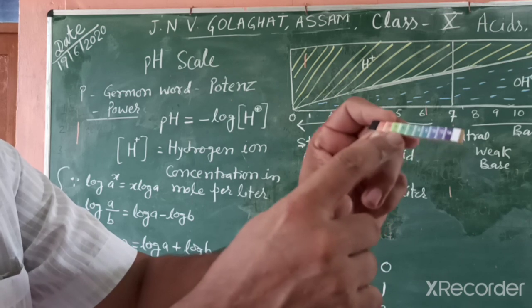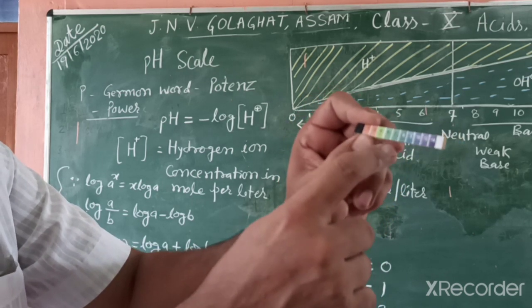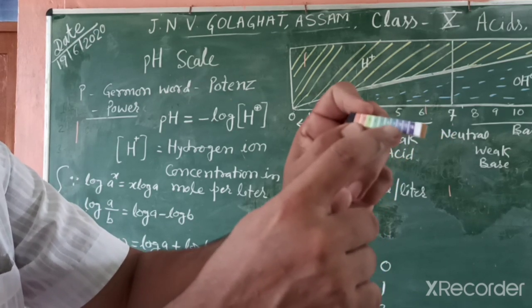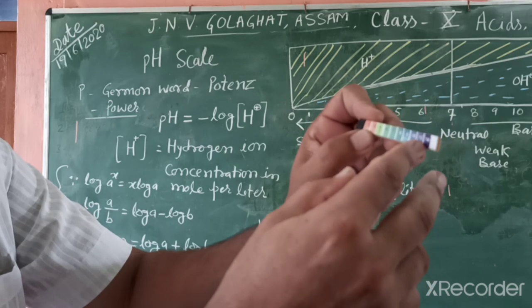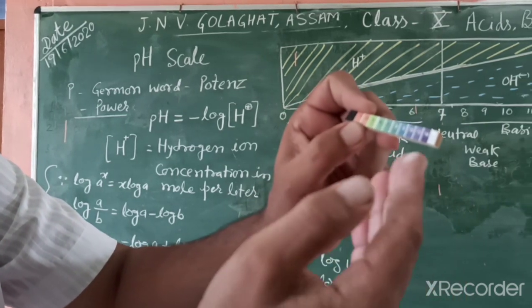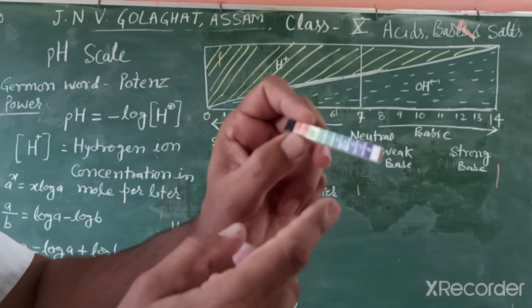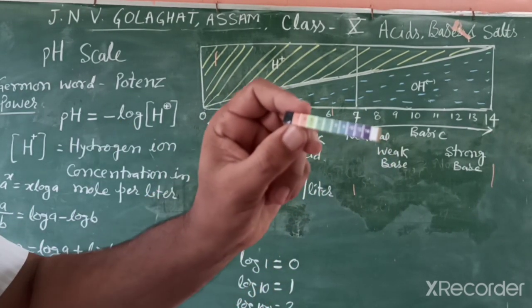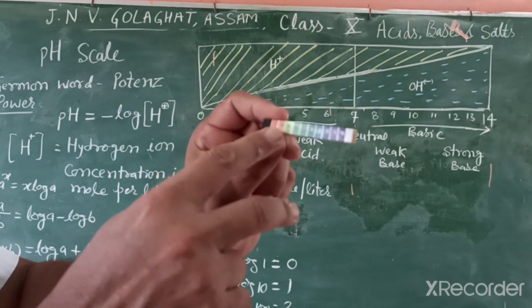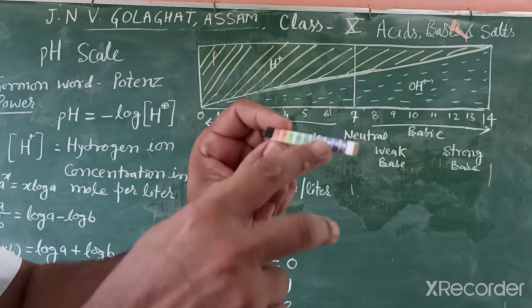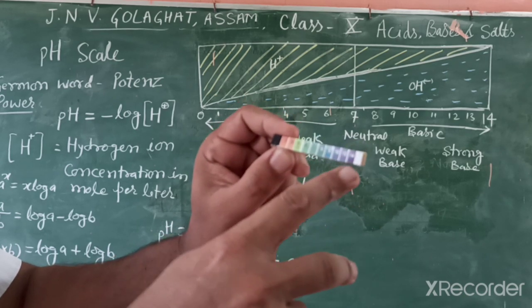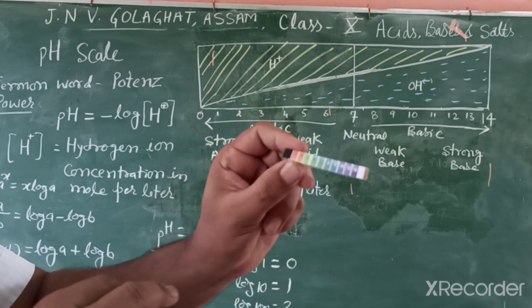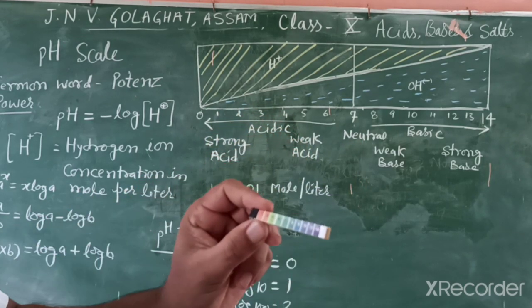5, 6, 7 slightly light green, that is neutral pH, and 8, 9 that is light blue, then 10 slightly more blue, and 13 dark blue, 14 very dark blue and convert into violet color. So specially we see in this universal indicator different colors: red color, orange, green, light blue, blue and violet. Dark blue we can say violet.